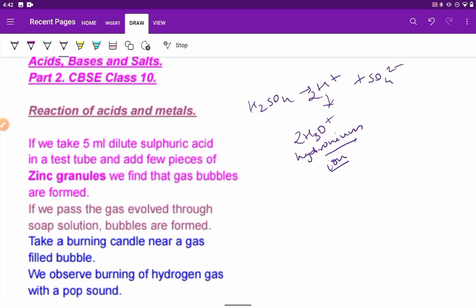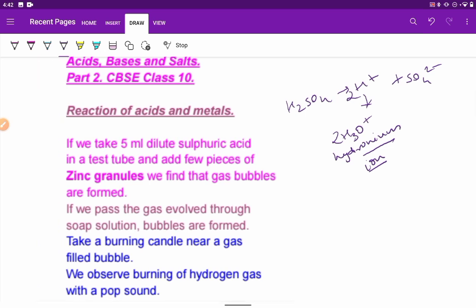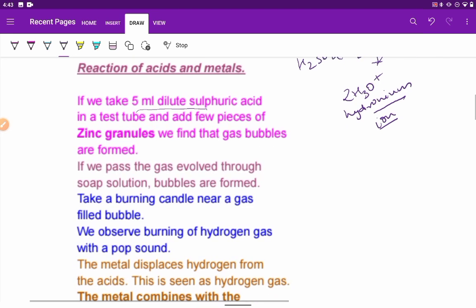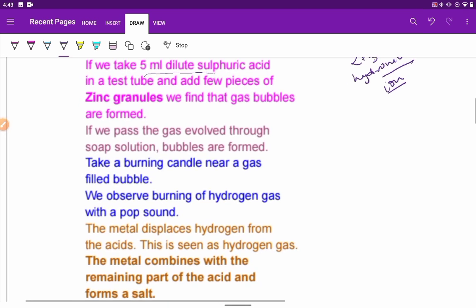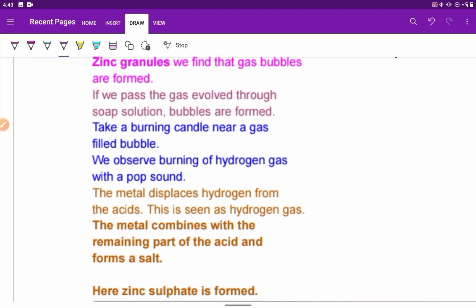So whenever any metal reacts with an acid, it will replace the hydrogen which we see as hydrogen gas. It takes the place of hydrogen in the acid and a salt will be formed. For example, if we take 5 ml dilute sulfuric acid in a test tube, and to that you add a few pieces of zinc granules, we see some gas bubbles getting formed. Now when we pass these gas bubbles through a soap solution, we get bubbles. These bubbles have some gas inside them.